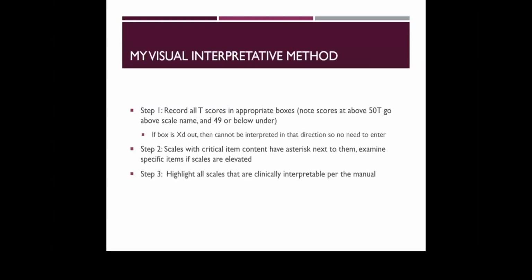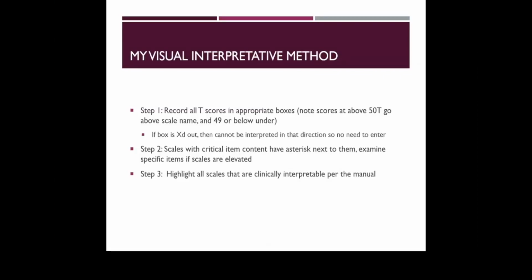In order to use my visual interpretive method, again, this is the manual turned into two pages with some tables to help you integrate all these scales in a way that's completely based on the manual. Step one is to record all the T scores in the appropriate boxes. If you glance, as an example, at the validity scales on the handout, you will see that the name of the scale appears in the middle, with boxes across the top and boxes across the bottom. For the validity scales, most of the boxes across the bottom are X'd out. Any score above 50 T, you can write above the scale name, and 49 or below, you can write under.